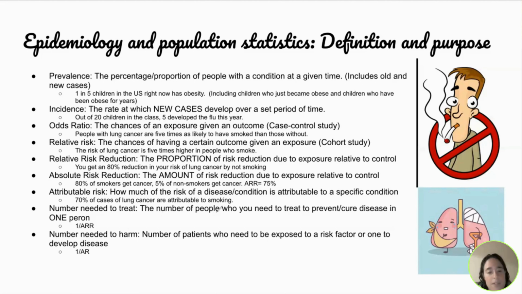So the number needed to treat is the number of people you need to treat or give whatever the exposure or drug is to prevent or cure disease in one person. So if I give 10 people statins, I might take away 1 heart attack, for example. A number needed to harm is the number of patients who need to be exposed to a risk factor for one to develop disease. So if I tell 5 people to smoke, I might have 1 develop lung cancer because I have the 5 people smoke every day.